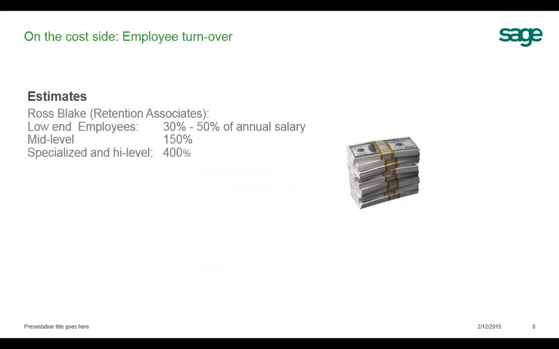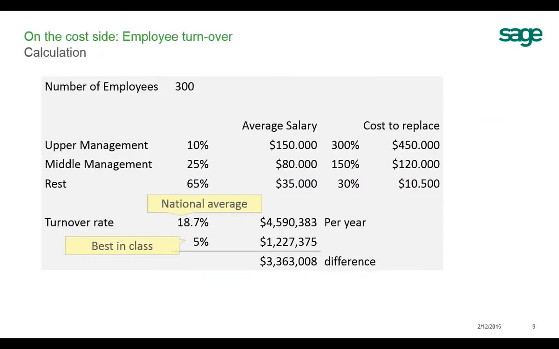Everybody hears that when you have employee turnover, it costs the company more than if you had just kept them and maybe done some training. Here are estimates for low-end employees: the turnover cost is 30 to 50% of their annual salary. So for every employee that's turned over, 30 to 50% of their salary is what it really costs the company. For mid-level it's 150%, and for specialized, high-level employees it's 400%, which is just amazing to me. Apparently they've done a lot of surveys about that.